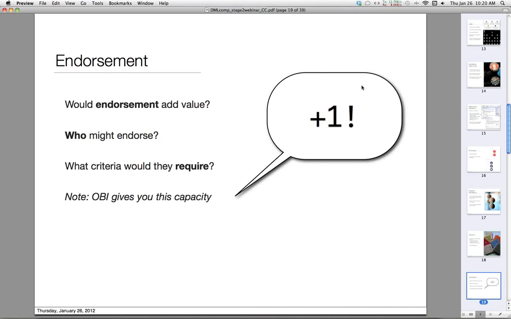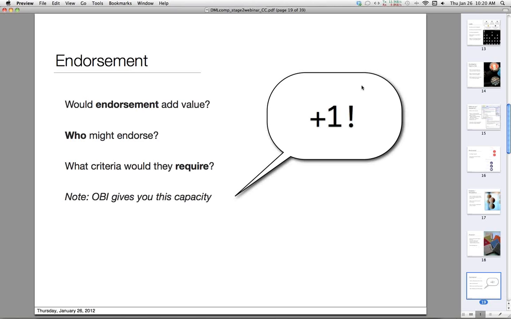Endorsement is an area I have not yet addressed. Endorsement is really if a third party would take a look at your badges, and let's say the badges for teachers here, what might they look for? What would be the value that they would look for? So would endorsement add value?